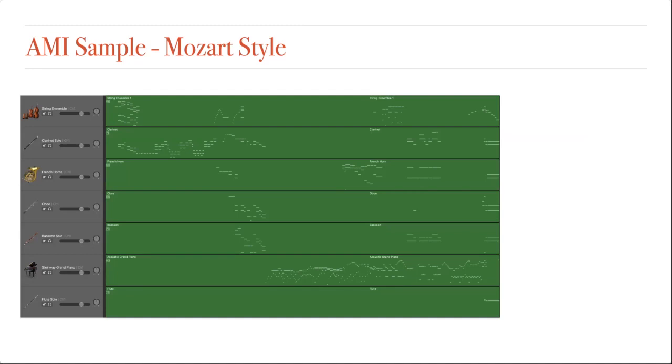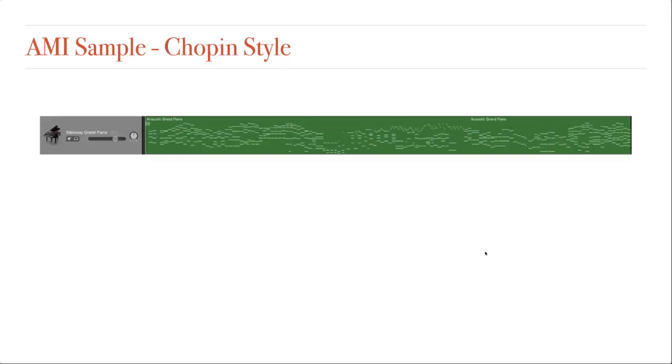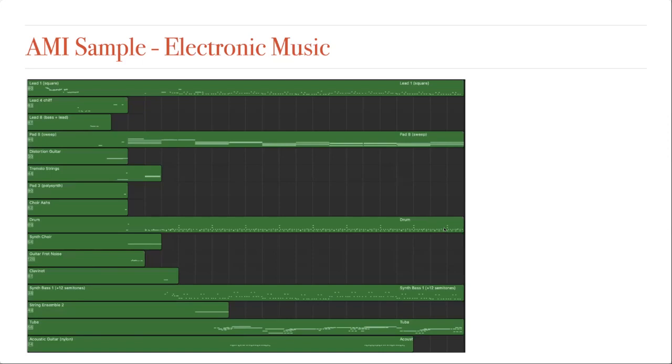I think I probably skipped some of the classical ones. This is a Chopin piece. This one is just created from scratch without giving any prompt. That's this one. I quite like this one.